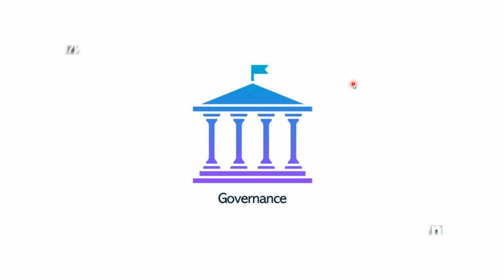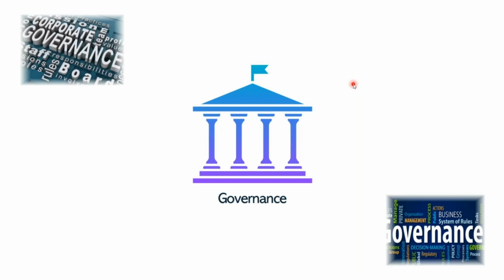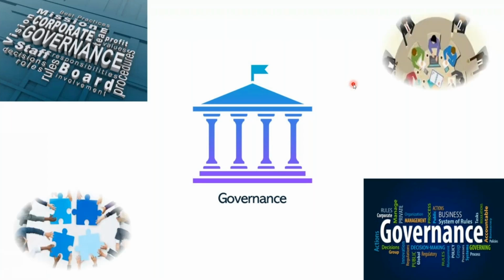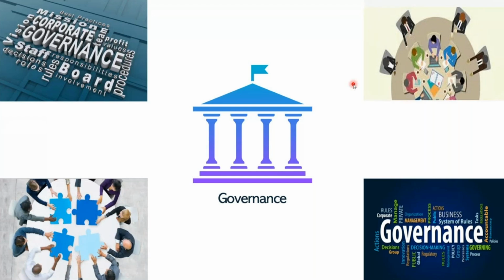Now I will show you two quick pictures. Governance is all about vision, mission, responsibilities, decision making, and all. For effective governance, a must requirement is effective communication, effective collaboration, and effective stakeholder engagement. When I say stakeholder, it means each and every single individual who is related in some way to a project or organization.